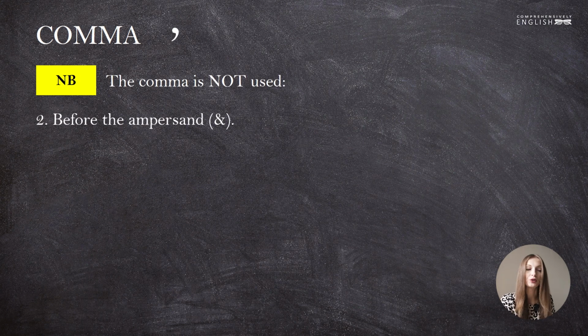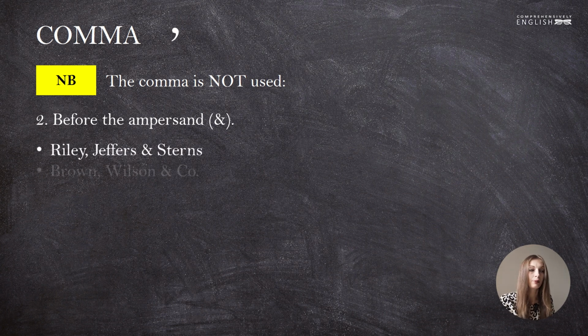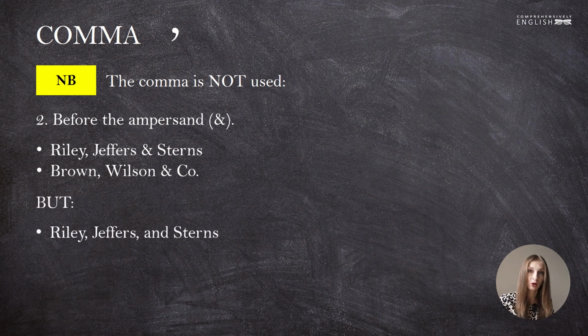We do not use the comma before the ampersand. Ampersand means the same as "and", but with the case of "and" we do use the comma, with the ampersand we don't. We say Riley, Jeffers & Stearns, Brown, Wilson & Company. But if we used "and", the comma would be there: Riley, Jeffers, and Stearns.